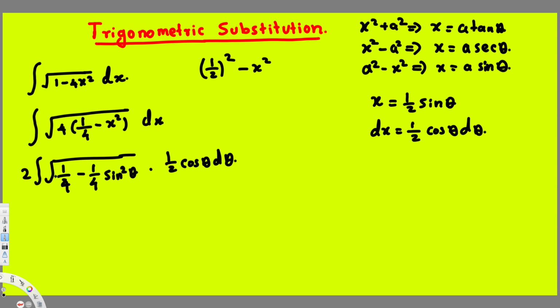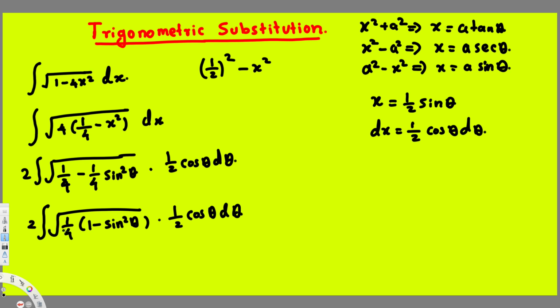Whenever we have square root, we try to get rid of that one first. So here what we can do is we can take 1 over 4 common. So this is going to give us 2 integral, and if I take 1 over 4 common, we are going to have 1 minus sine square theta, right? And in the other side, we are going to have half cos theta d theta, right? And 1 over 4, if I take square root of 1 over 4, that's going to give us 1 over 2. So I can take this 1 over 2 outside. So that's going to give us 2 over 2 right here. And then inside of square root, we have 1 minus sine square theta.